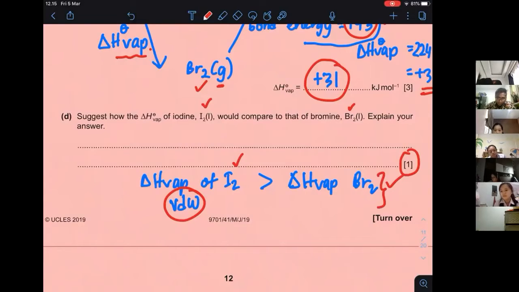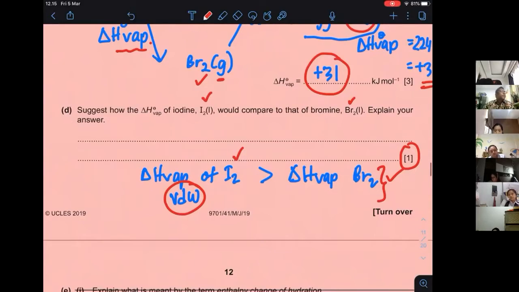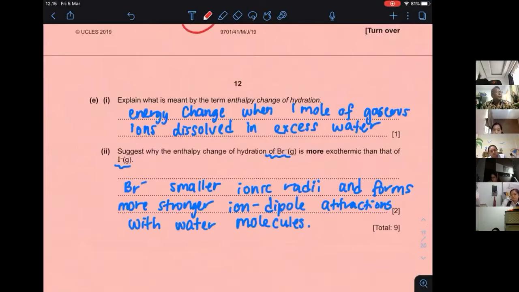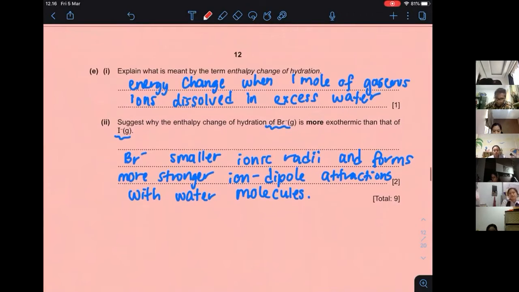Next: explain what is meant by enthalpy change of hydration. This is also important. This is the energy change when 1 mole of gaseous ions dissolve in excess water. Okay, my internet connection is quite weak. Anyway, this is directly from your textbook, you can get the information.